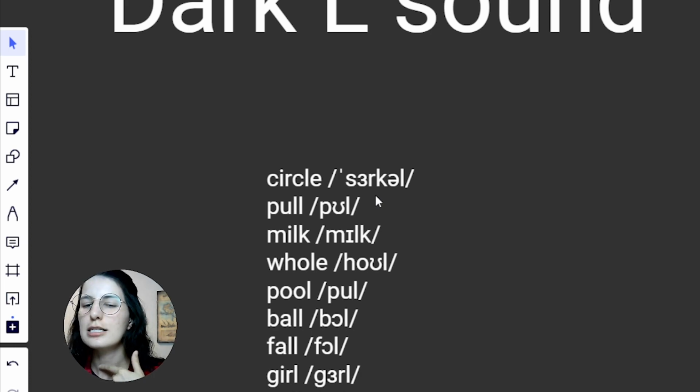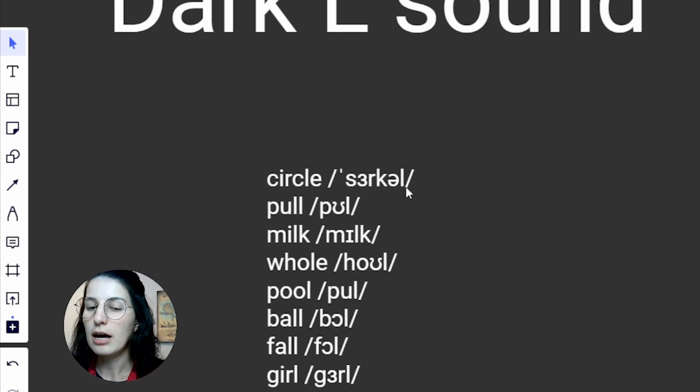Circle. Circle. These symbols here, guys, these are the IPA sounds, the International Phonetic Alphabet sounds. Okay, so just so you can see, this is how we pronounce it, right? Circle. Check it out. We are not pronouncing this E, right?